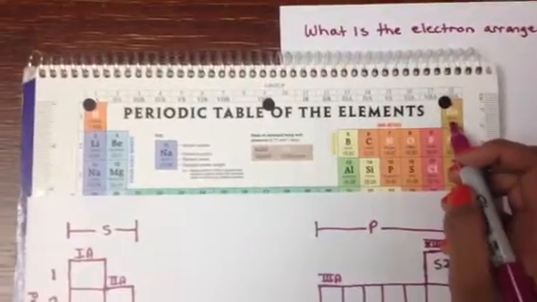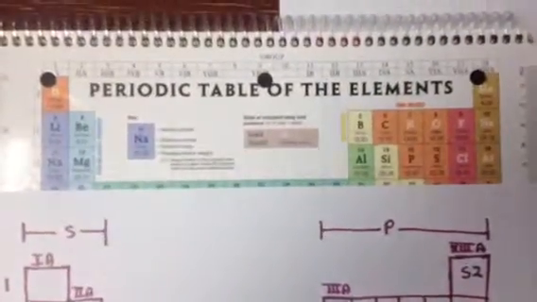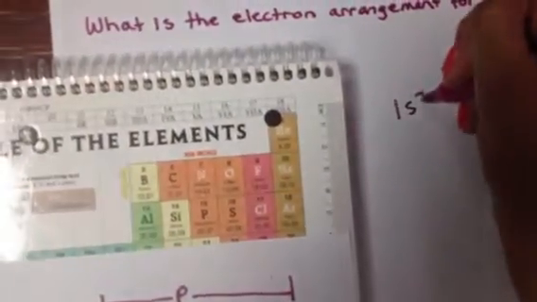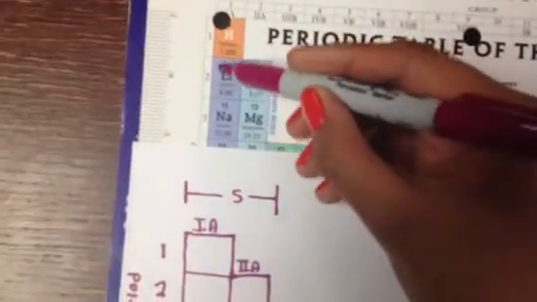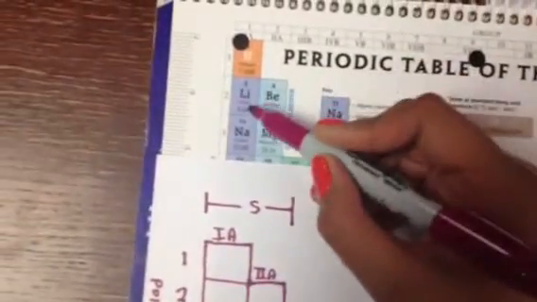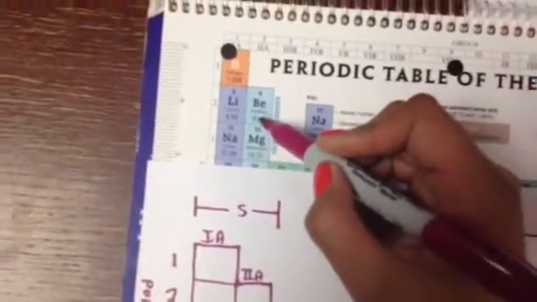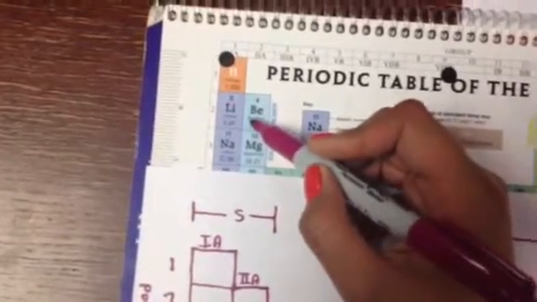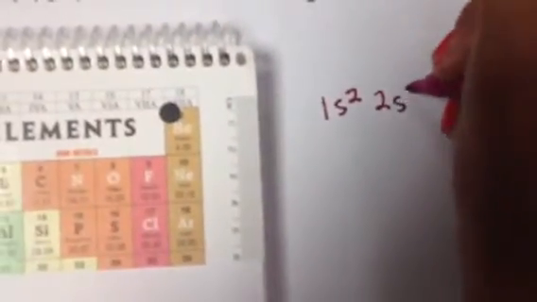Now we just have to put the last part, which is 1s2. Now we move on to period 2. Since we passed lithium and beryllium, they account for the 2 electrons that fill the second s orbital. So all we have to put is 2s2.